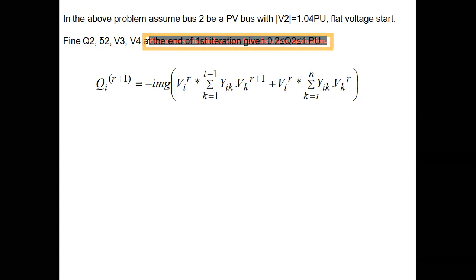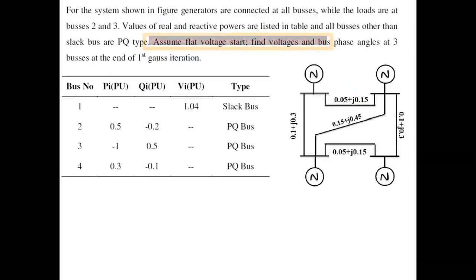Do you understand what changes are to be made to the earlier problem for solving this one? In the last case, for bus number 2, the real power is mentioned, the reactive power is also mentioned, the voltage is not given, and the type of the bus is PQ bus. Now here he has given that you need to consider the voltage as 1.04. Now this is not a PQ bus, this is a PV bus.